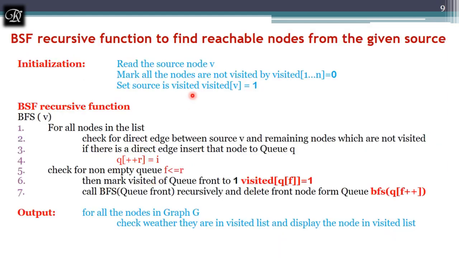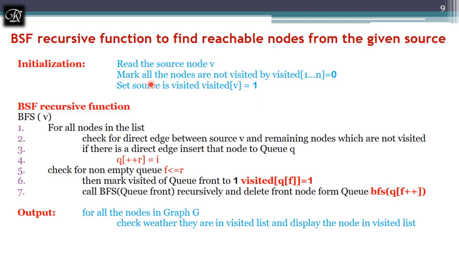Next we'll see what breadth first search is, how it's going to work, and how it's going to find the reachability of a given node in the given graph. The BFS algorithm I'm explaining here is a recursive algorithm. First, the initialization: we are going to read a source node. If you are going to find the reachability, you should start from a particular node. For that, we are going to read the source node.